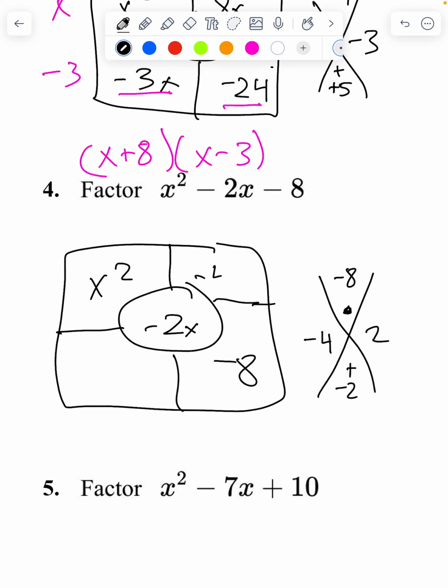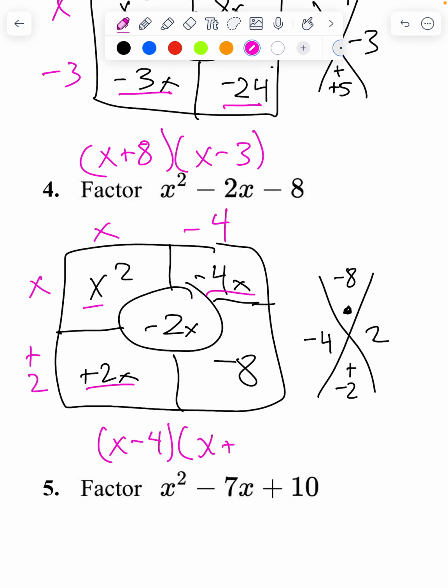That should work. Negative 4x plus 2x. X times x. X minus 4 to give me the negative 4x. X plus 2 to give me the 2x. So I got x minus 4 and x plus 2.